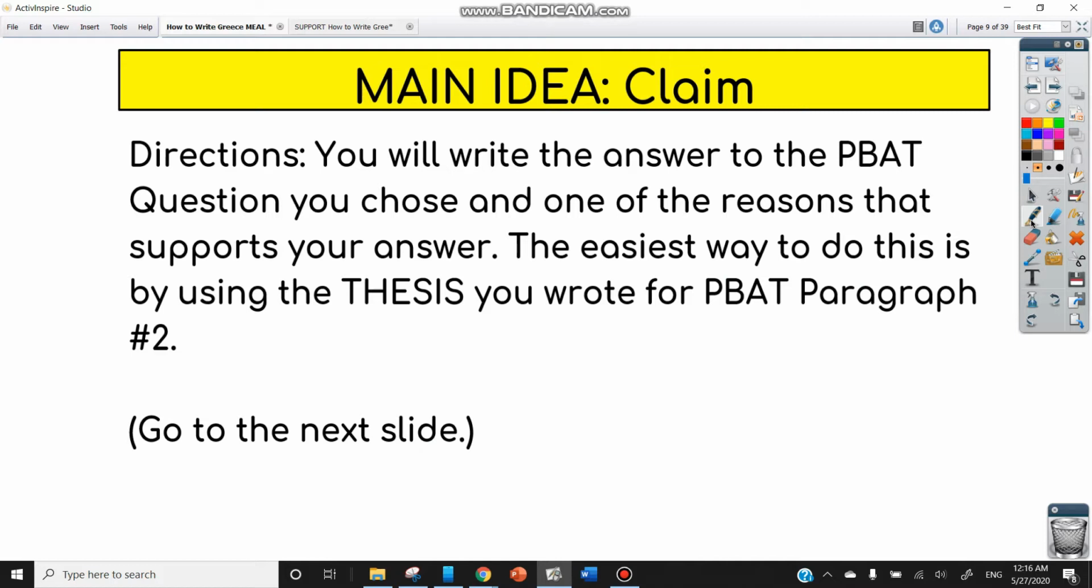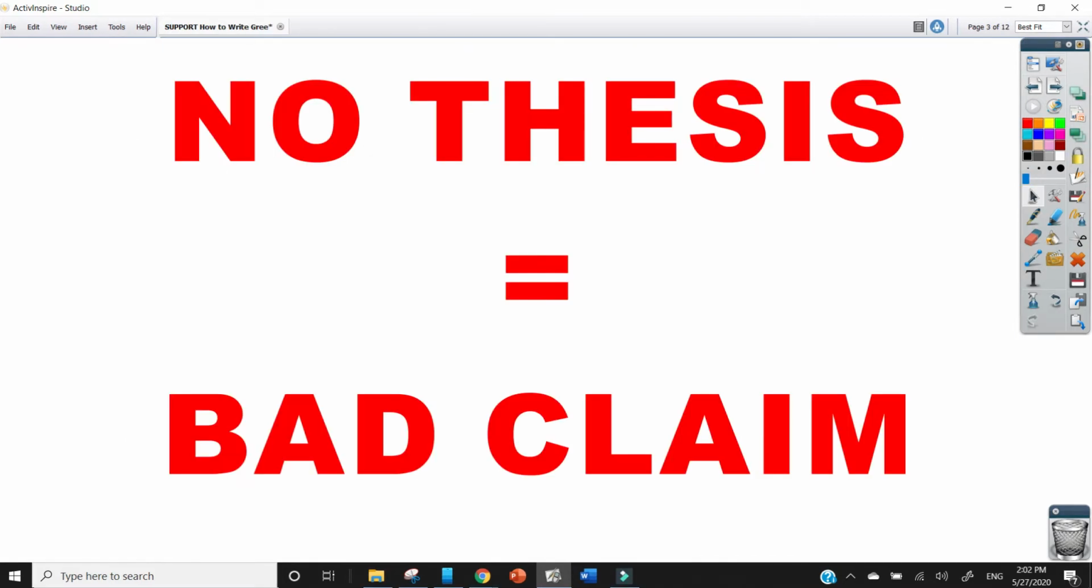Now, for the claim, to be perfectly honest, it is going to be much easier for you to do the claim if you did a good job on writing your thesis. Okay? So, if you have not done paragraph number 2, where you talk about government and you include the thesis, if you have not done that paragraph, then I'm going to ask that you stop working on the meal paragraph and complete paragraph number 2. That's the only way you're really going to be able to write a good claim in your meal paragraphs.